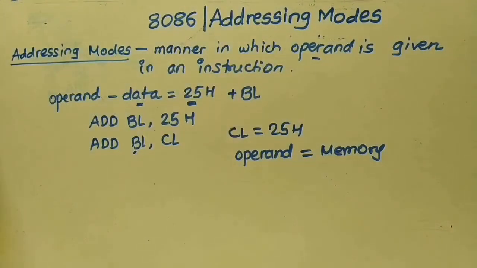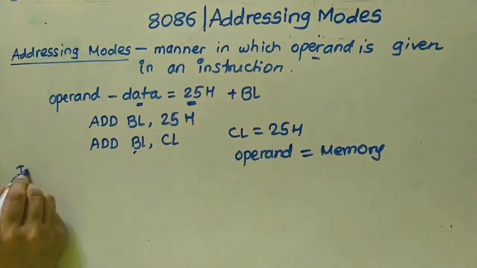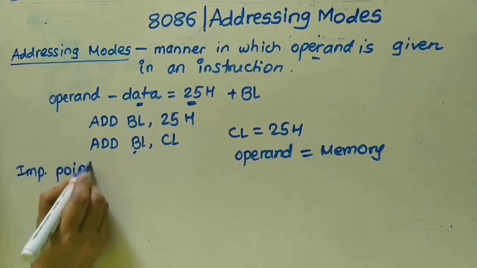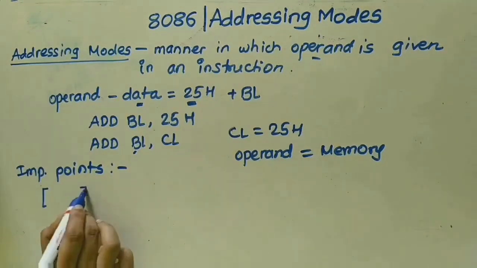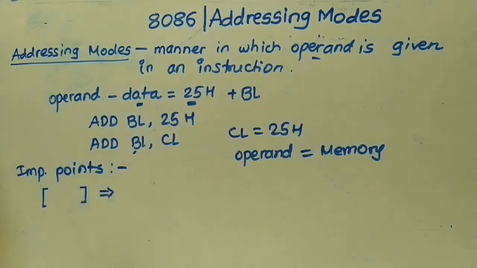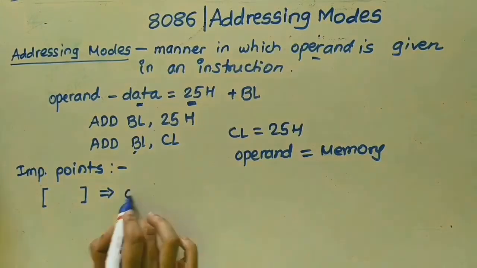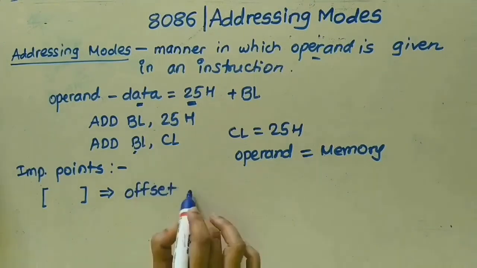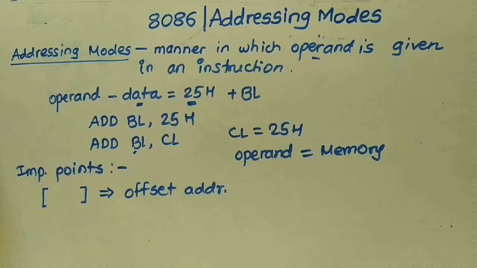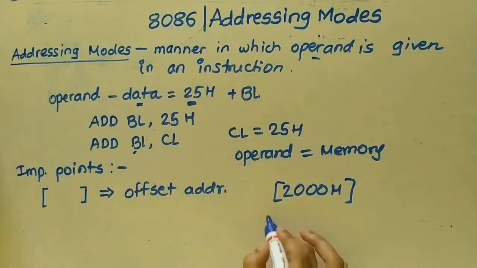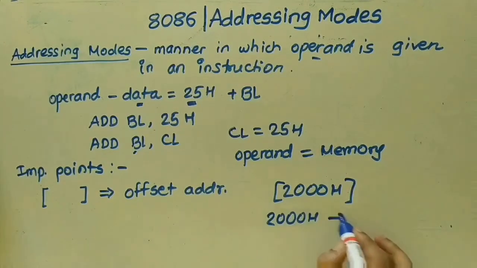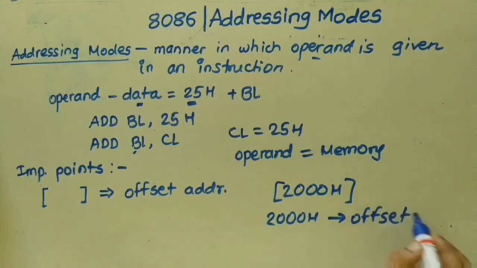There are some important points to understand before starting the addressing modes. Suppose some data is specified in a square bracket. What is the meaning of this? The square bracket indicates the offset address. Suppose 2000H is specified in a square bracket, then this 2000H is nothing but the offset address where our operand is stored.